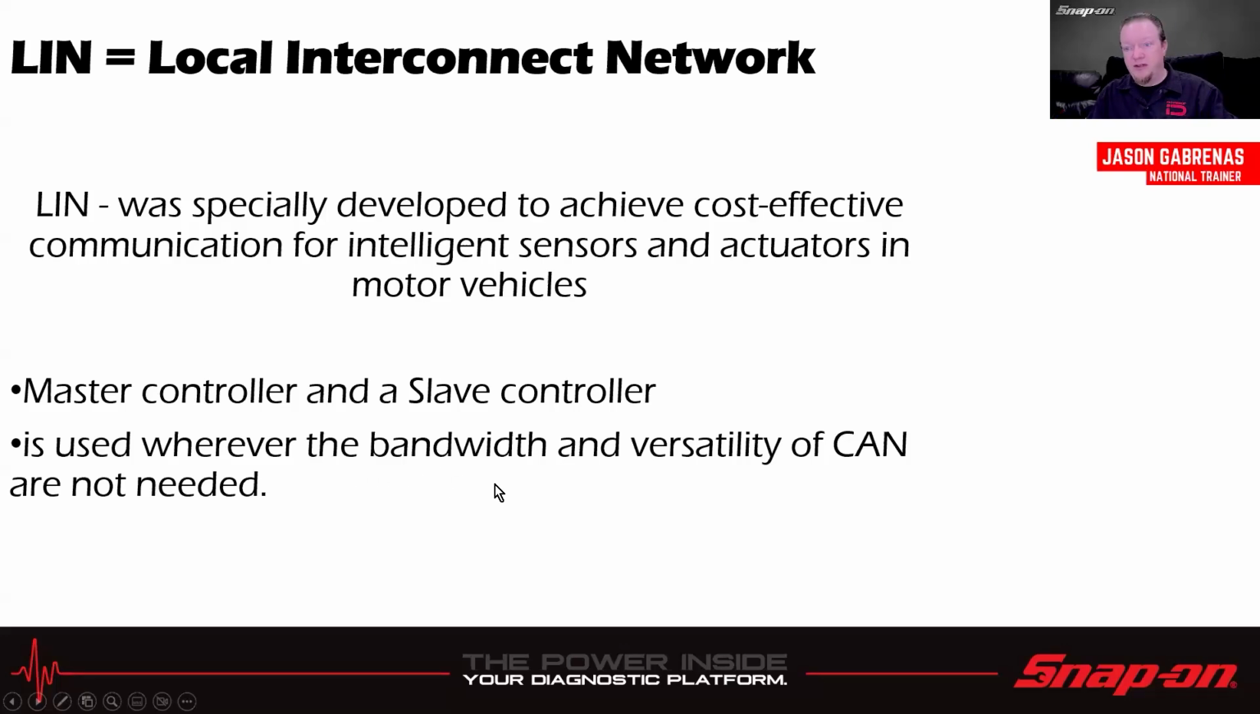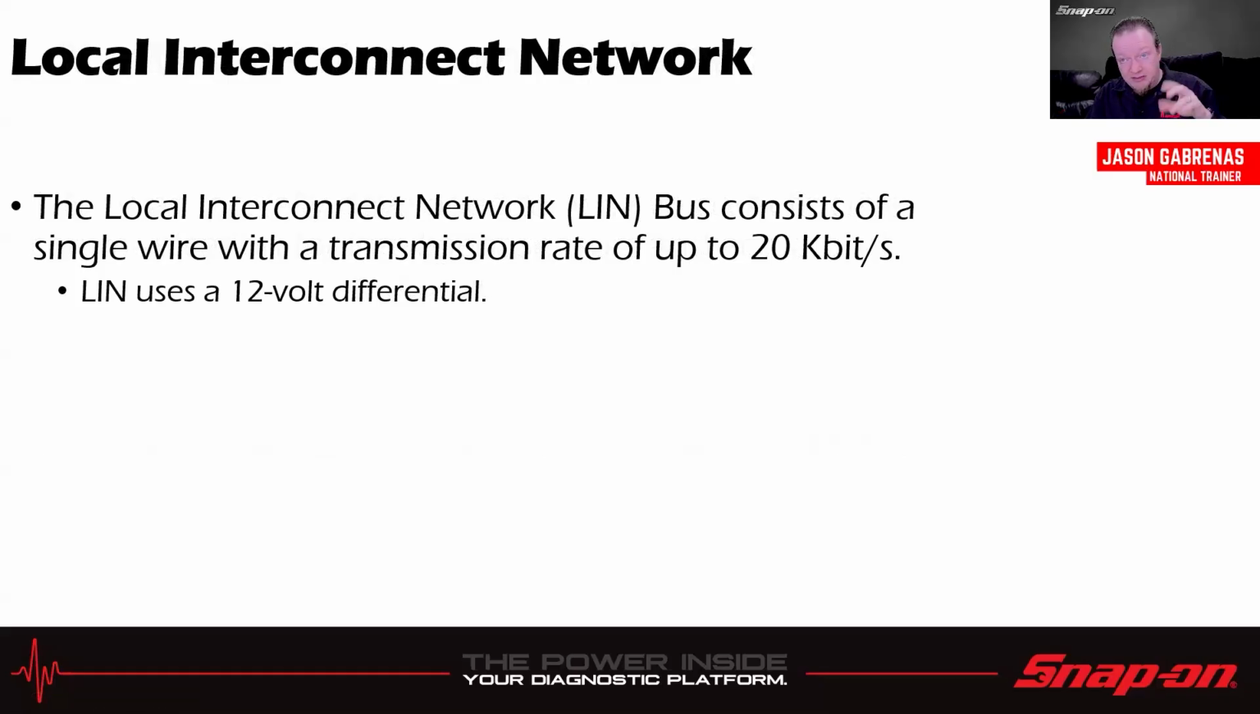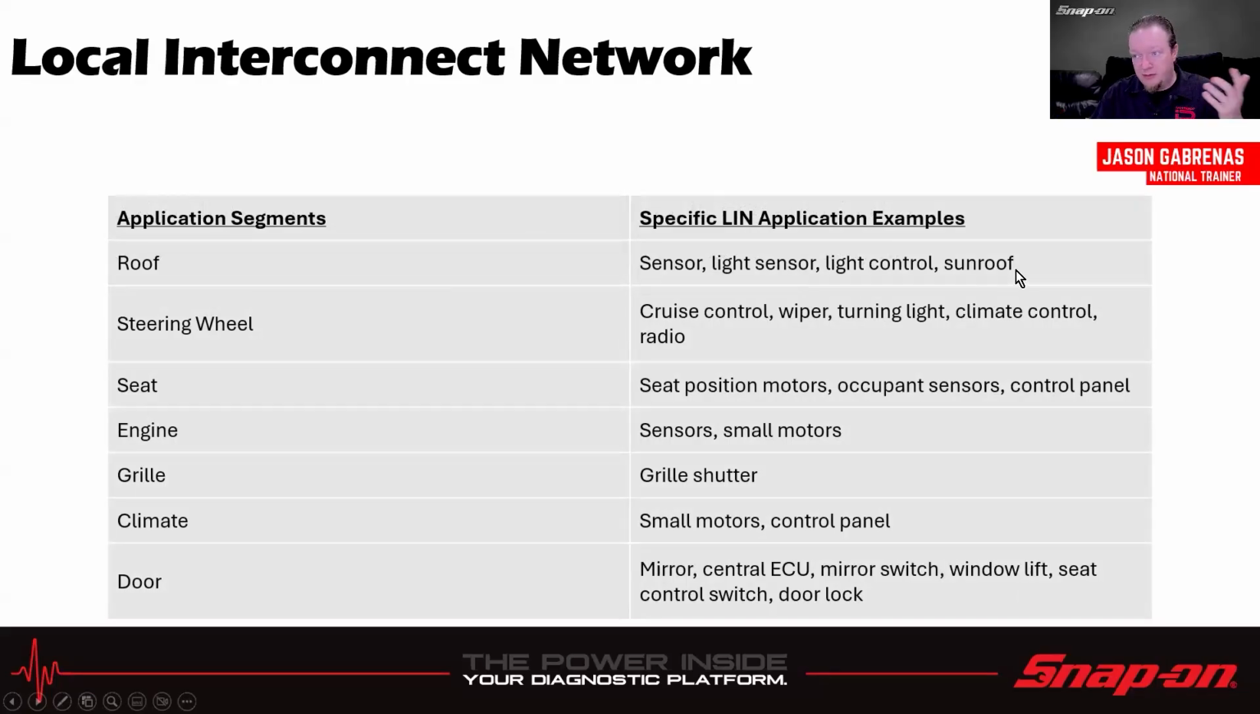It's used wherever the bandwidth and versatility of CAN are not needed. It's kind of a dumb system. If you think about it, it's just kind of off or on, open, close, that sort of thing. LIN bus consists of a single wire with a transmission rate of up to 20 kilobits per second, and it uses a 12-volt differential. So things like the sunroof, any of the switches on your steering wheel are more than likely going to be LIN bus nowadays. Seat motors and switches, sensors and small motors on the engine even, grille shutters, things like that. Things that are small: mirrors, mirror switches, window lifts, seat controls, door locks, door motors, that sort of thing.